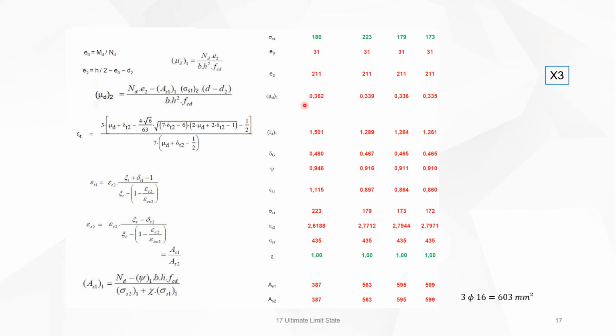We calculate mu d. We see that mu d is 0.36, so it means that we are in domain 3. Okay, that's fine. We do the calculation and we find the stress in the steel, 223. So we have the second iteration and the third and the fourth iteration, and at the end we have 600 or 599 square millimeters, or this is 3 diameter 16.